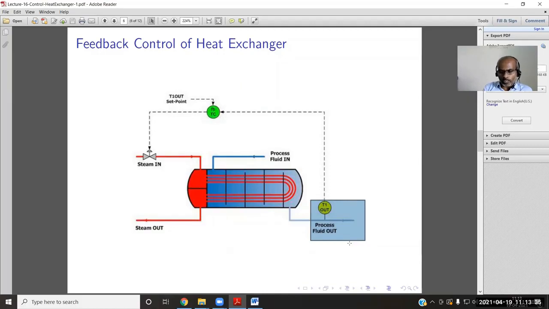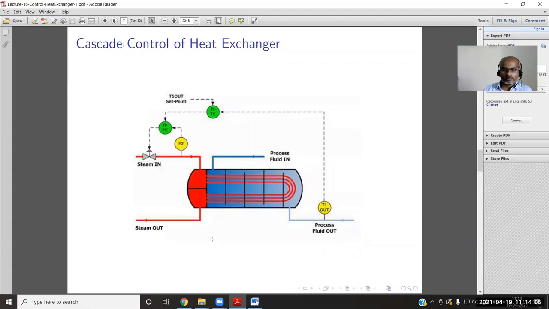Otherwise, if you have a very good model about the nature of the disturbance, or how the disturbance is affecting the output, and that model is perfectly available to you, then we can implement feed forward control. What is available here is feedback control. We have a temperature measurement, and we have a temperature controller with a temperature set point, and we are adjusting the steam flow. Fine, this is feedback, the simplest control strategy.